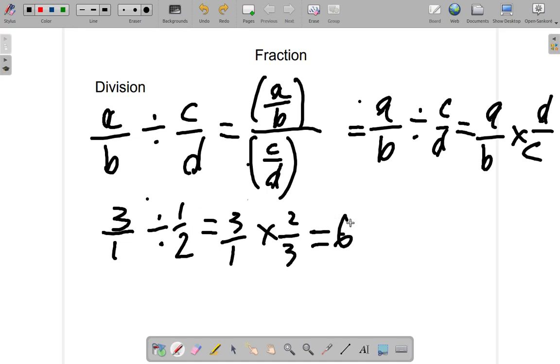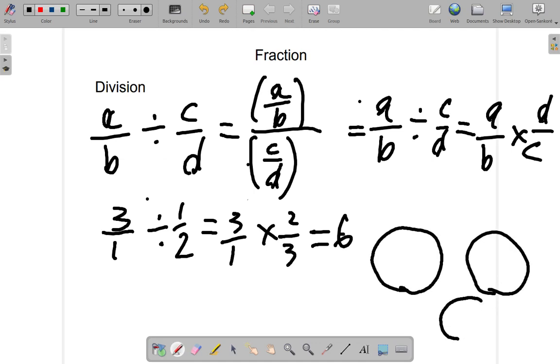Now, what does that all mean? How does 3 divided by a half become 6? It's like saying you have 3 whole circles, half each, half this, half this, half this. Good. How many equal parts do you have? 1, 2, 3, 4, 5, 6 equal parts, right? So you have 6.